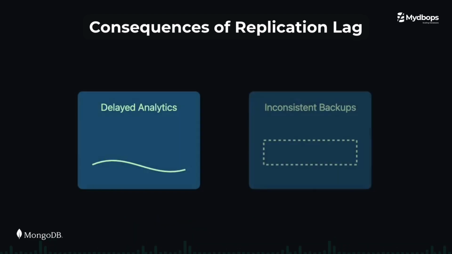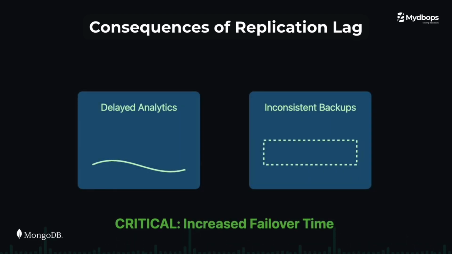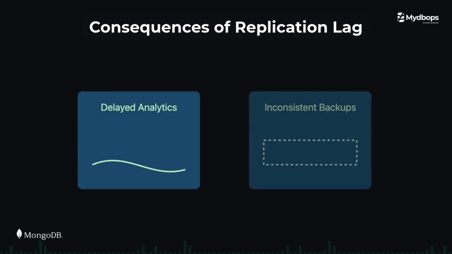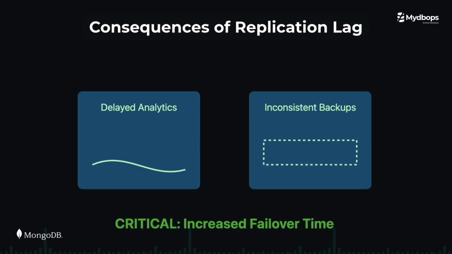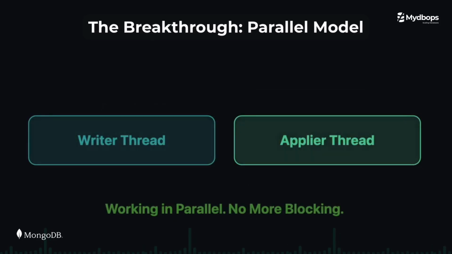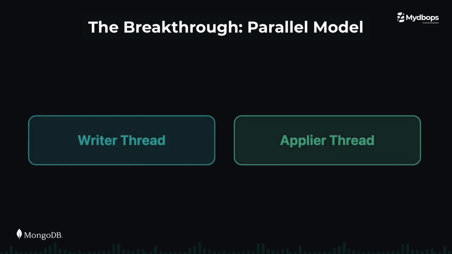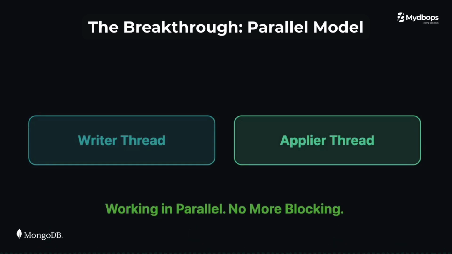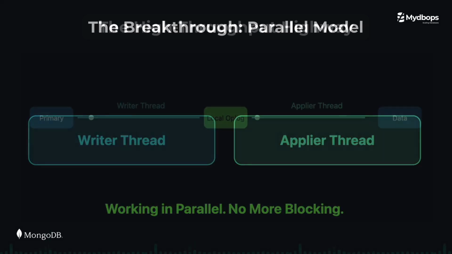Yikes. So MongoDB 8.0, what was the big engineering leap? How did they solve this bottleneck? What's the breakthrough? The breakthrough was moving to a parallel replication model. It really is game-changing for them. So instead of that single file line, that one after the other approach, MongoDB 8.0 uses separate threads, a writer thread and an applier thread.